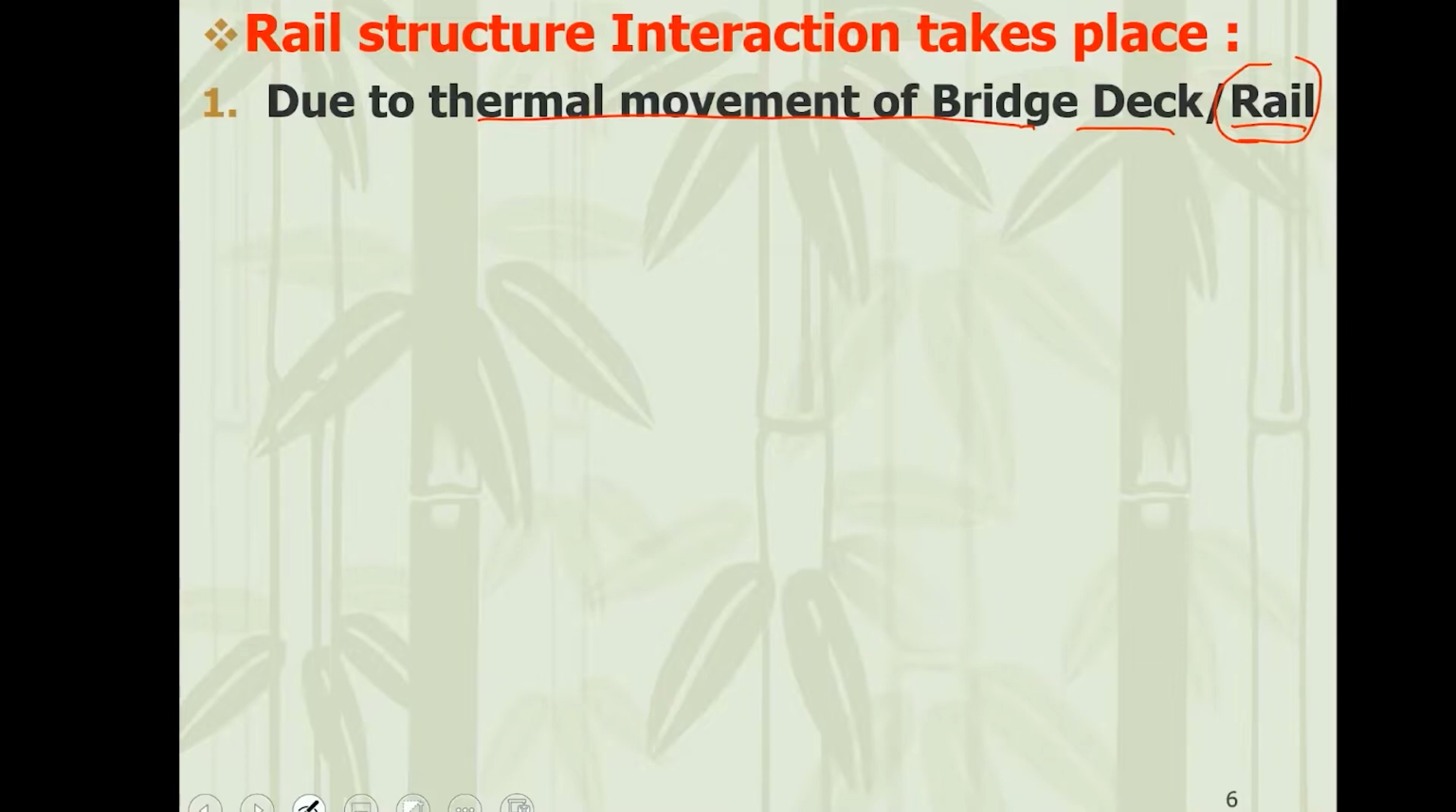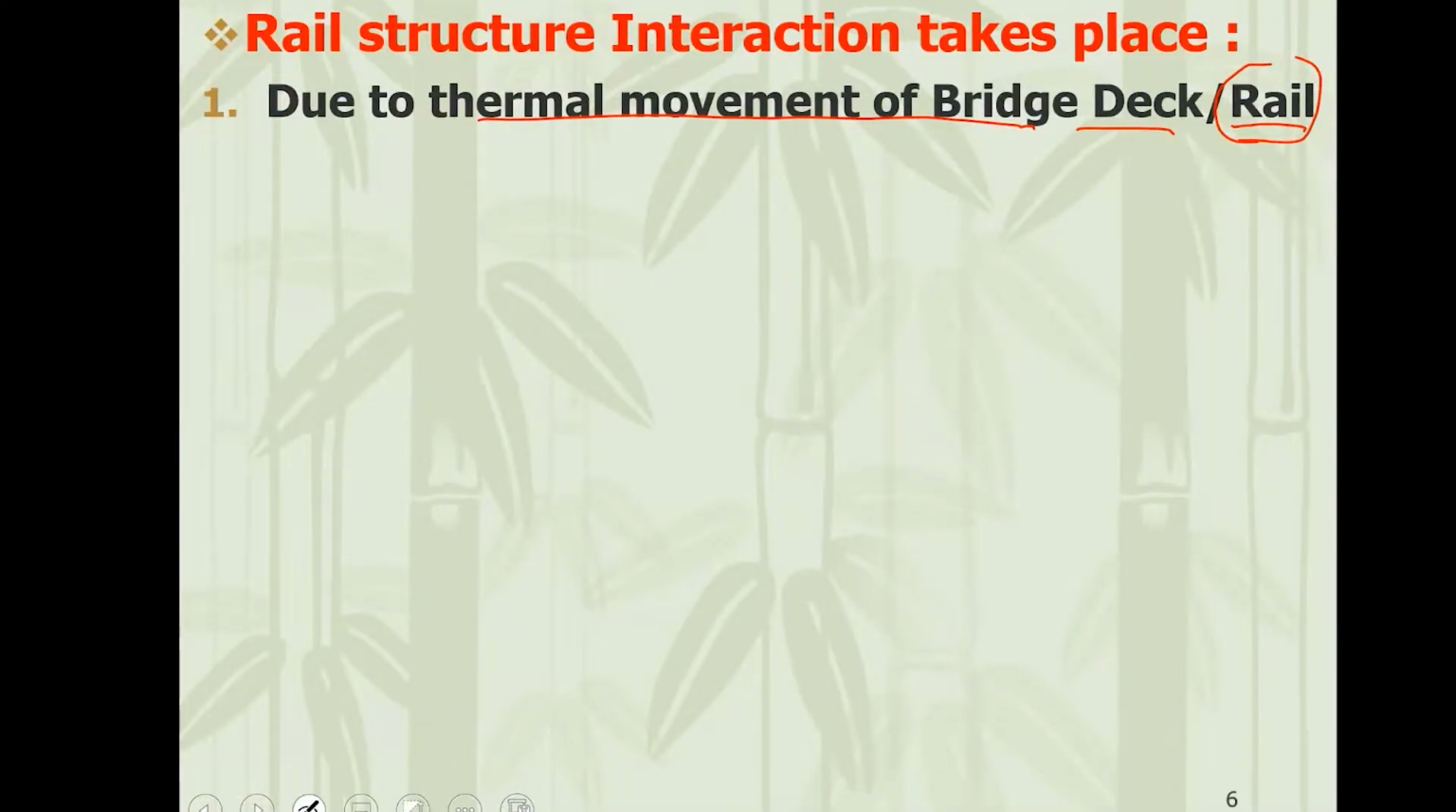Because these movements cannot take place independently, bridge deck and track are basically coupled. So if I do some movement in the bridge deck, it is going to affect my track. If there is some longitudinal movement in the track, it is going to affect the bridge deck, right? Because they are coupled. And how we have coupled these things in our system, we have coupled the track and bridge deck by the medium of ballast, right?